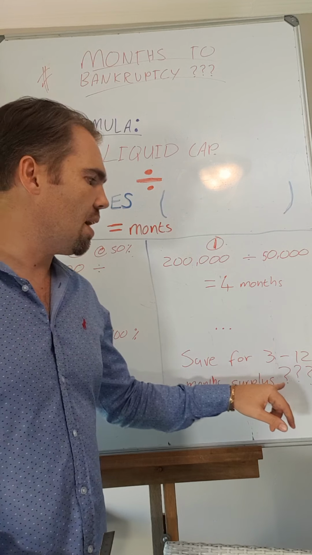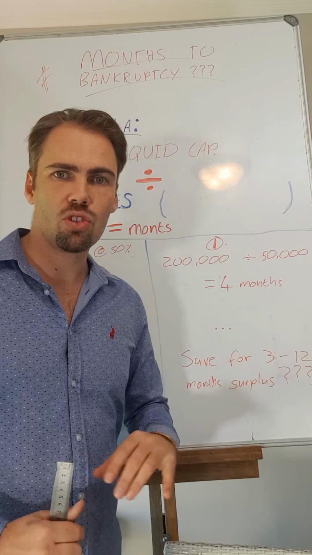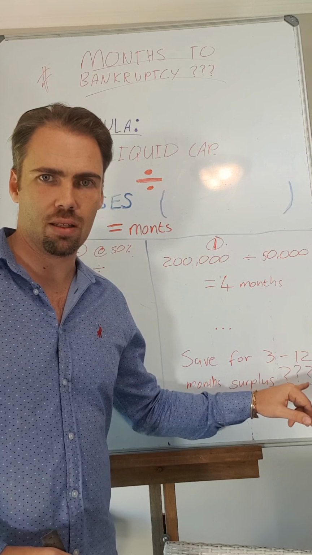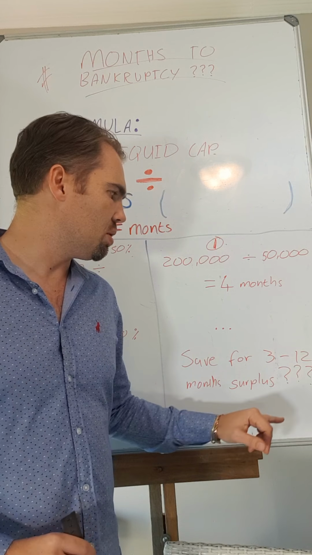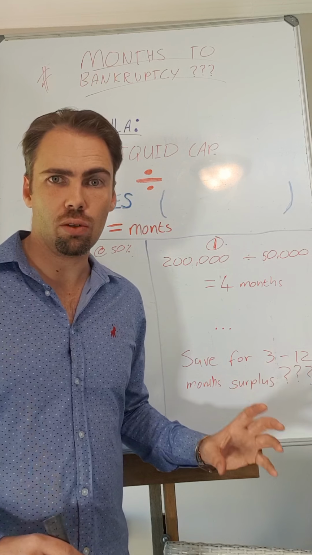Now, let's say you set yourself a goal and say, you know what, I would like more solvency in my life. So I would like to have between 3 and 12 months worth of solvency. How do you get that, right? How do you get 12 months of solvency?